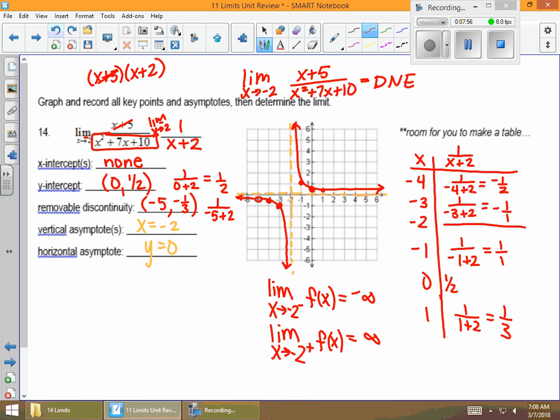Because our left-hand limit and our right-hand limit are going to be, respectively, negative infinity and positive infinity. We don't know that without filling in all these details. We don't know that without looking at the intercepts. The removable discontinuity was helpful, and the asymptotes. All right, that's number 14. We'll do number 15 next.